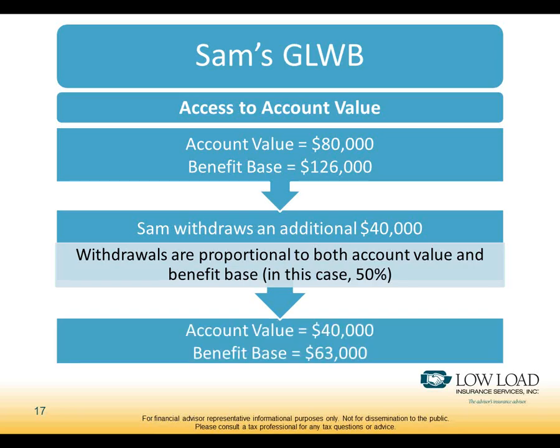But it's going to come at a cost, because what happens is his account value is reduced dollar for dollar down to $40,000, and his benefit base is reduced proportionally. So his benefit base is also reduced by 50%. We're taking 50% of the account value out, so we're going to reduce that benefit base down by 50%.